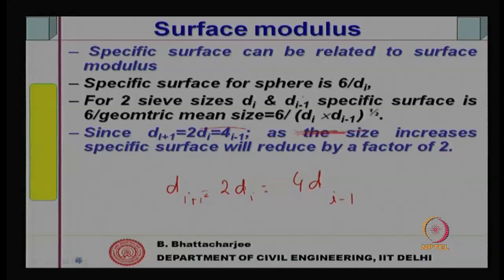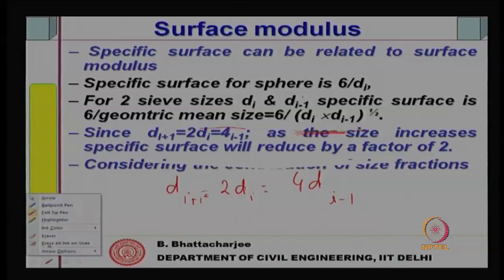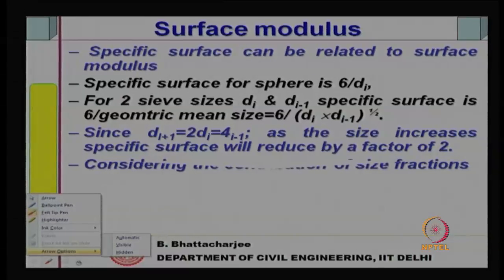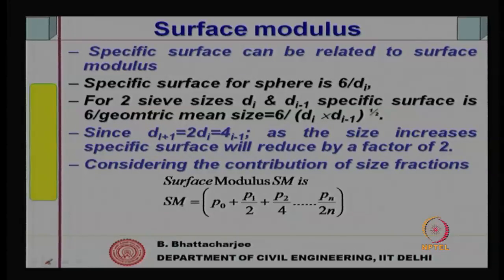So, as the sieve size increases, what will happen to the specific surface? As the sieve size increases, specific surface will reduce by a factor of 2, right, because it is inversely proportional to d I. So, if you have higher d size, specific surface will reduce by a factor of 2.